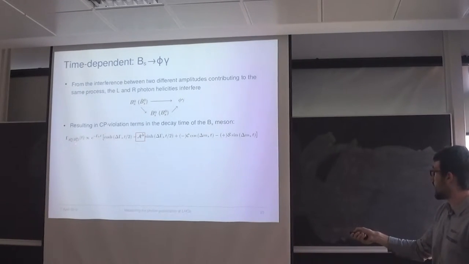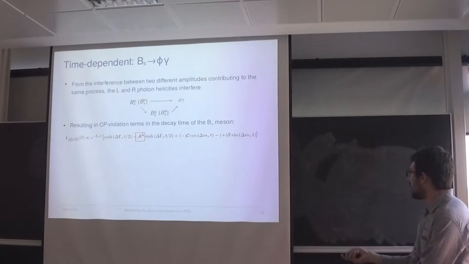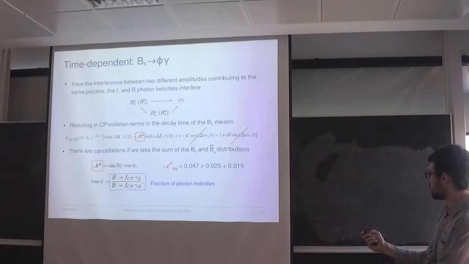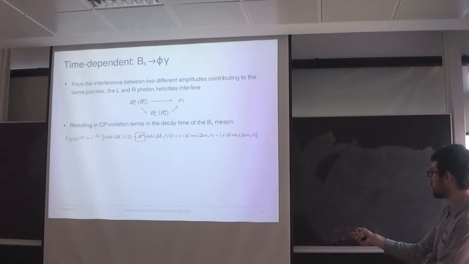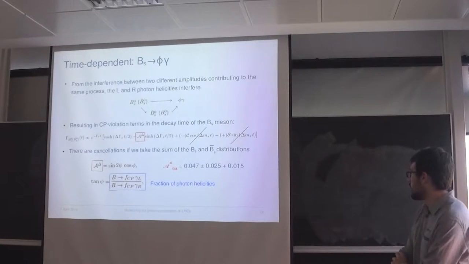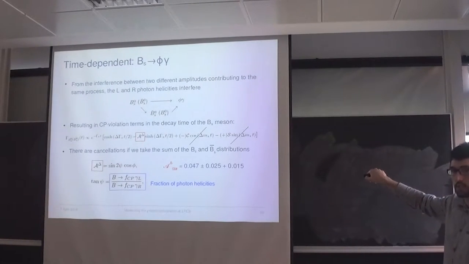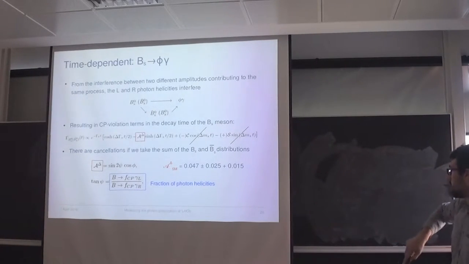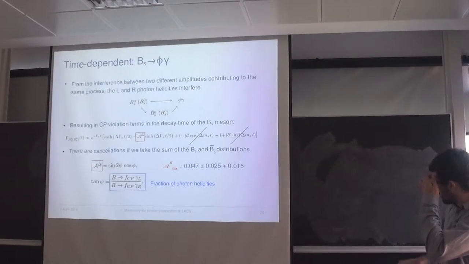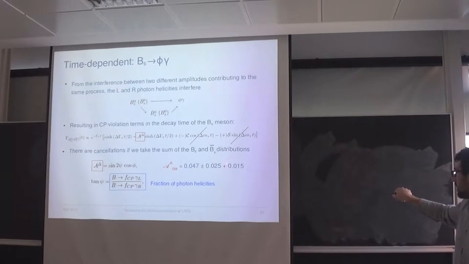So if you compute the decay time of the Bs meson, this is the usual exponential, but you get some CP violation terms. And this sign is for the particle and this other sign for the antiparticle. If we sum both, we have cancellations of these two terms, and the A delta parameter is related to the fraction of photon ellipticities in this way with this parameter here. So we want to fit this parameter where the standard model prediction is pretty close to zero. Here there is an error which is only up one.